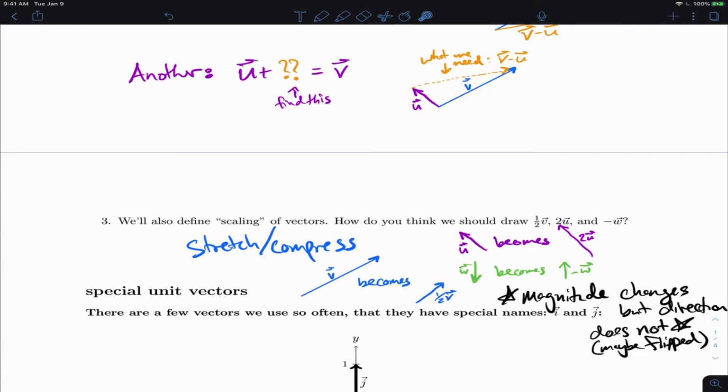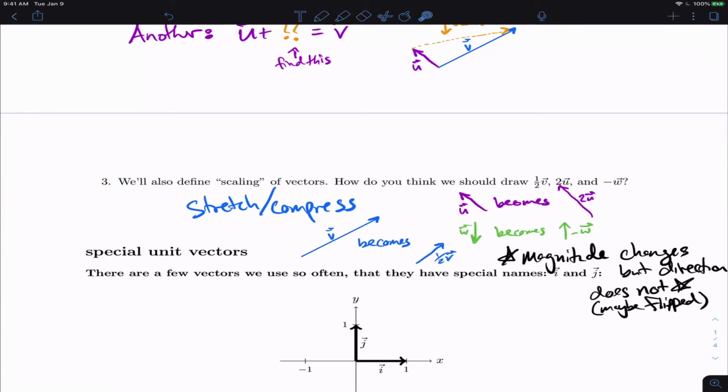In terms of multiplying, scaling that is, we can multiply a vector by a real number, which has the effect of stretching or compressing it. As I wrote here, when we scale a vector, the magnitude changes, but the direction does not, with the exception that if we scale by a negative number, it might flip to the 180 degrees direction.